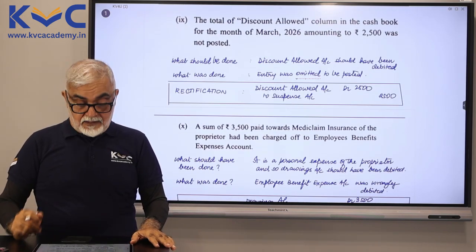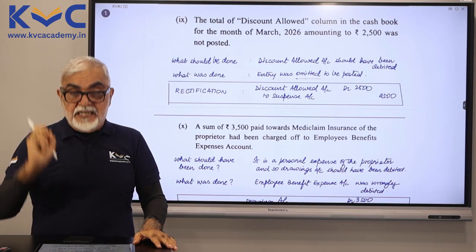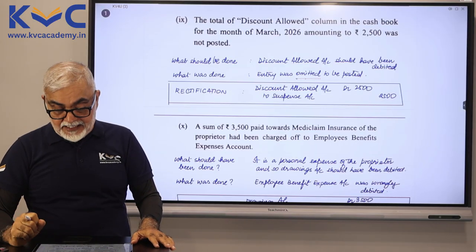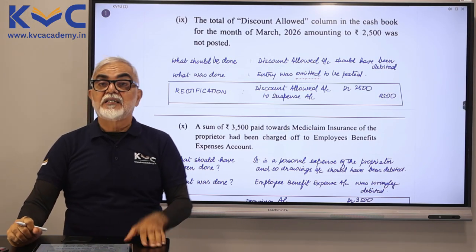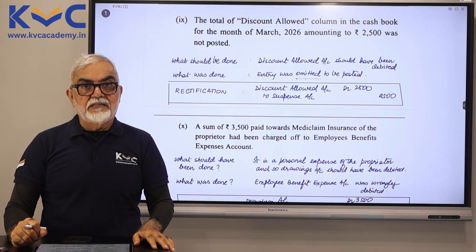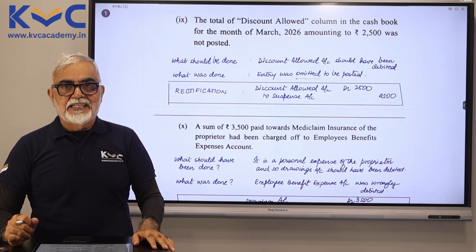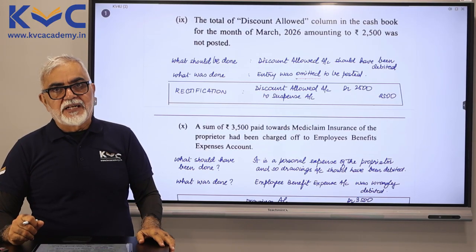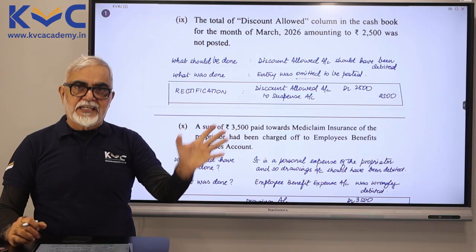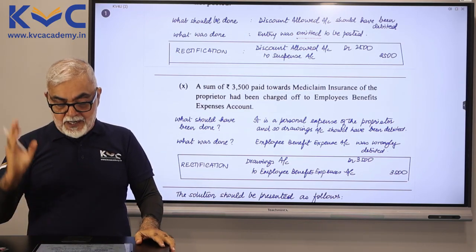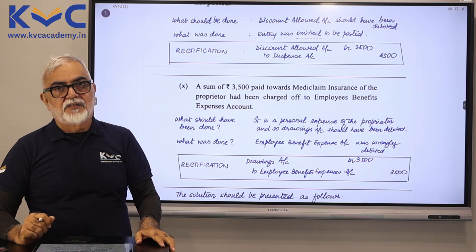10th. A sum of 3,500 paid towards mediclaim expenses of the proprietor was charged to employee benefit expense. A personal expense of the proprietor cannot be taken as a business expense. That is your business entity concept. So, remove the wrong debit given to employee benefit expenses and the personal expense should go to drawings account. Therefore, drawings account debtor to employee benefit expenses account.